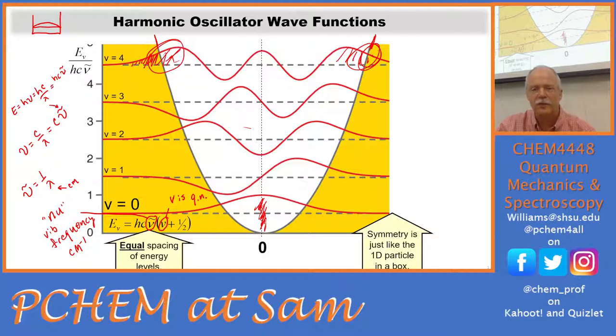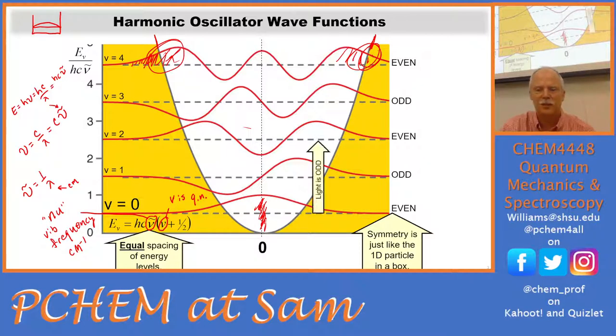Over here we have symmetry, just like in the 1D particle in a box. We start out with an even wave function in the ground state, then odd, then even and odd. Can you see the even and odd nature of the wave functions? They have a mirror plane essentially in the middle, where the left looks like the right, or the left is the opposite sign of the right. That's how you would determine whether it's even or odd.